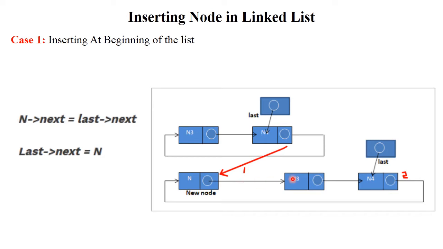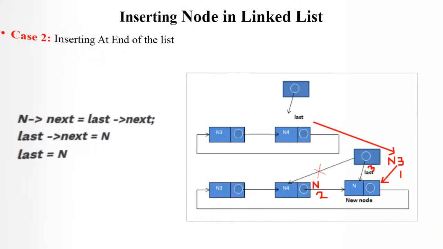And next step. Now in this list, step 2, the last node stores the address of the new node. Okay? So last of next equal to new node. New node means N. Clear? This is called insertion at the beginning of the linked list.